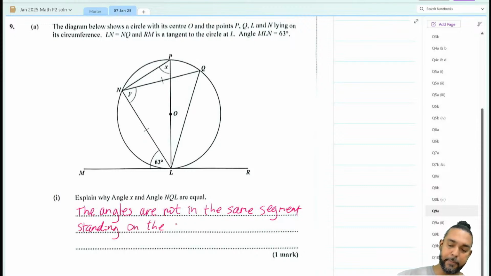This is interesting. They actually asked, why are they not equal? That's not something I've seen them do very often, if at all. So it forces you to be able to articulate the opposite of the rule, or at least articulate the rule in a negative way, or say it doesn't follow this particular rule. Standing on the same arc. Sorry, I forgot the last word. Okay, interesting.